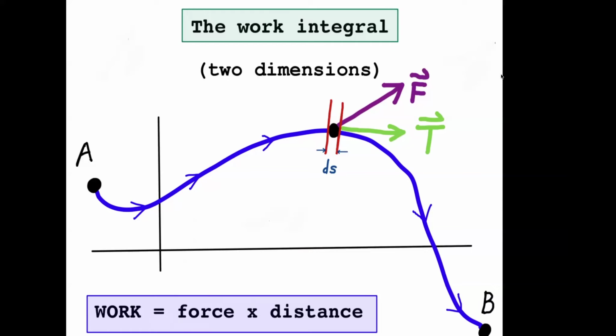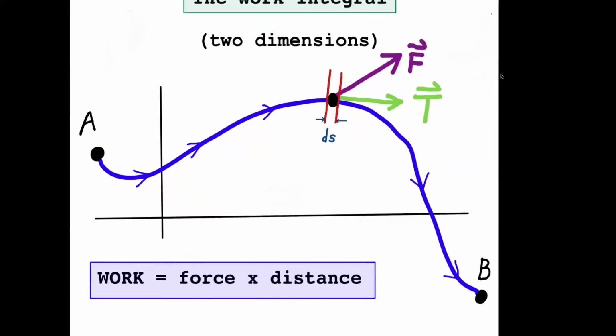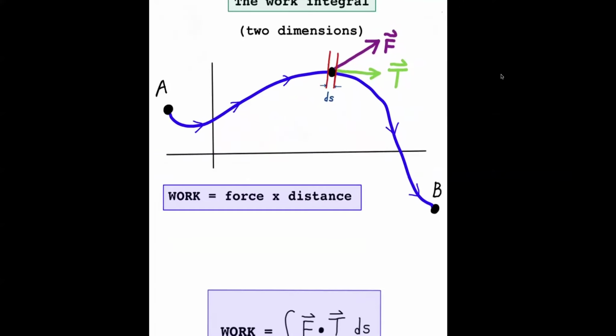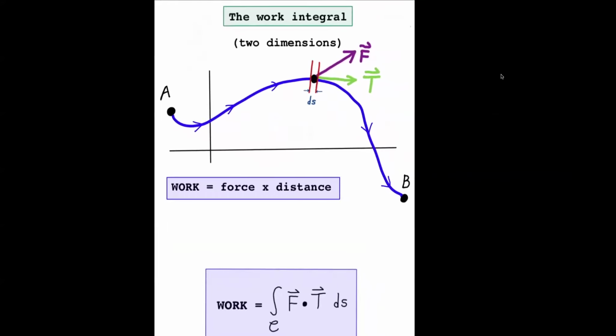Now, what we want to do is take this force vector and look at how much of it is being applied in the direction of motion. And for that, we do a vector projection. We take F, we project F into the direction of the unit tangent vector. And the amount of that projection is F dotted with T. So at the end of the day, we wind up with this formula: F dotted with T is the projection of the force along the direction of the curve.